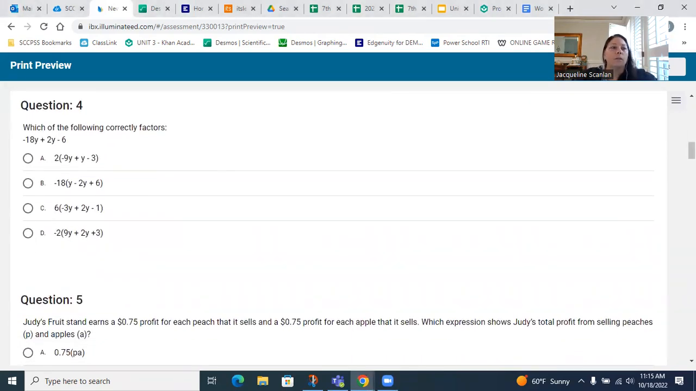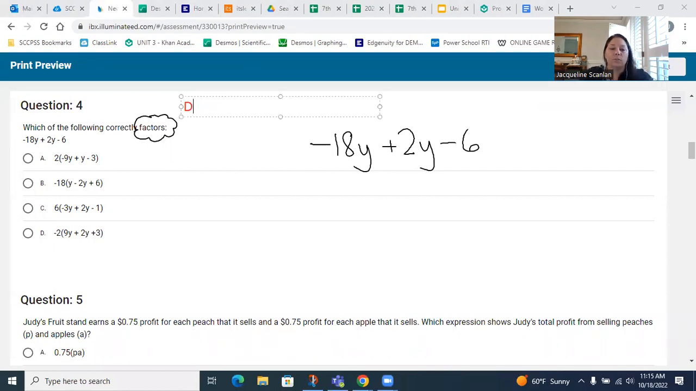Question number 4. Which of the following correctly factors -18y + 2y minus 6? All right, so the key here is remembering what it means to factor. So remember that the opposite of factor is to distribute. They are opposites. So let's remember what it means to distribute, because that's the easiest way to look at this.